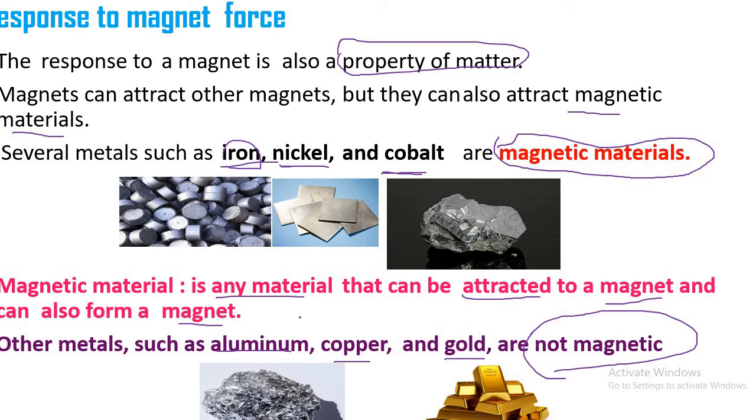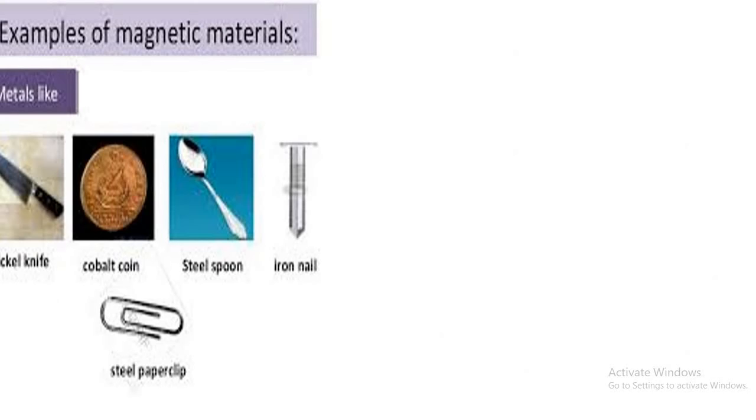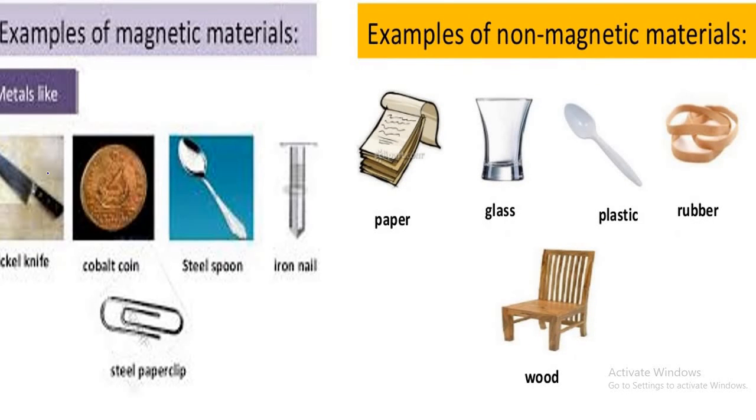So a magnetic material is any material that can be attracted to magnets and can also form a magnet, while other materials like aluminium, copper, and gold are not magnetic because they cannot be attracted by a magnet. For example, here are magnetic materials like a nickel knife, cobalt coin, steel spoon, iron nail, and steel paper clip. While non-magnetic materials like paper, glass, plastic, rubber, wood, all of these cannot be attracted by a magnet.